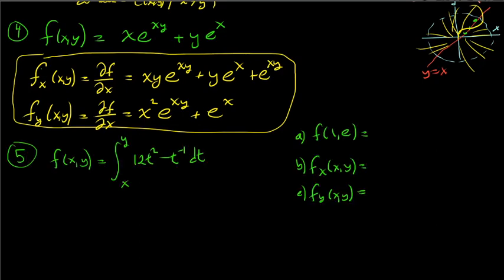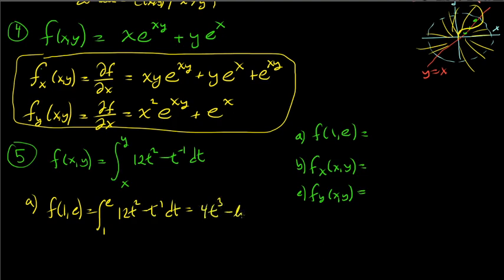So we better do number 5, right? F of xy is defined as the definite integral from x to y of 12t squared minus t to the negative 1 dt. So for part A, you're just plugging in 1 and e, right? In other words, you're just calculating the definite integral, which is a Calc 1 problem, to be fair, but it's a good review. So this is just going to be, let's see, 4t cubed minus log of absolute value of t.